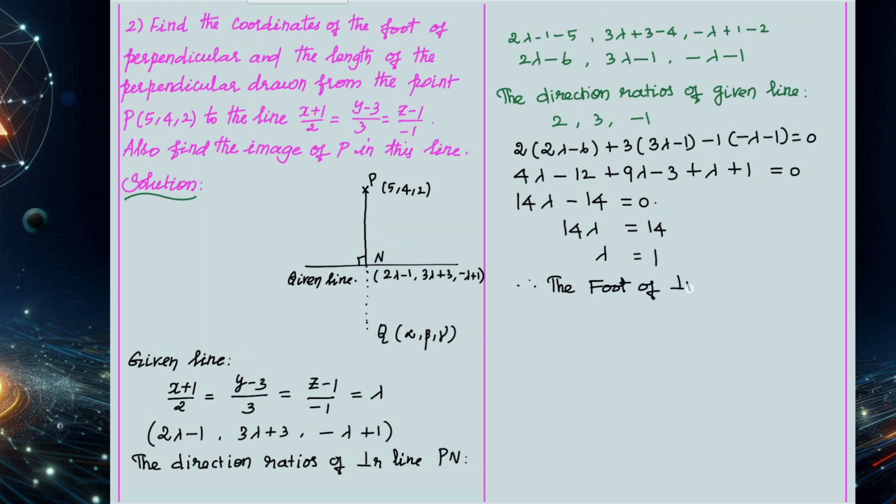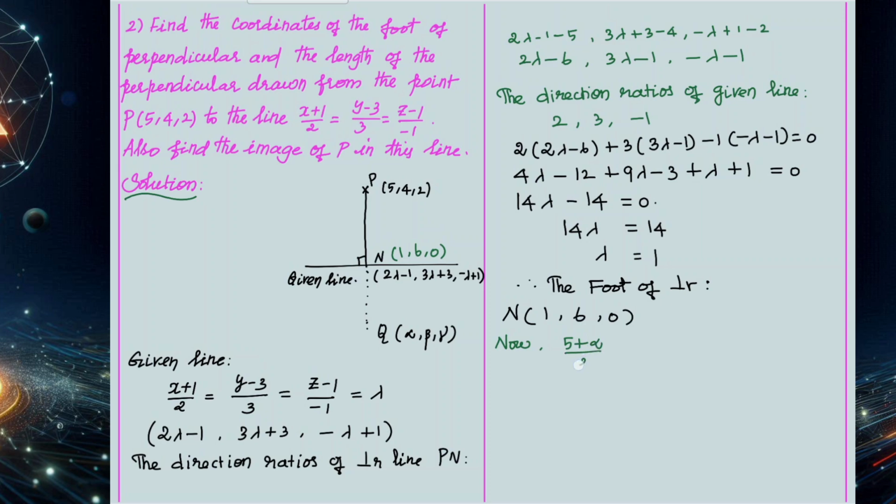So after finding this lambda value, we can easily find the foot of perpendicular N. So substitute this lambda value 1 in (2 lambda minus 1, 3 lambda plus 3, minus lambda plus 1). We will get the foot of perpendicular as (1, 6, 0).